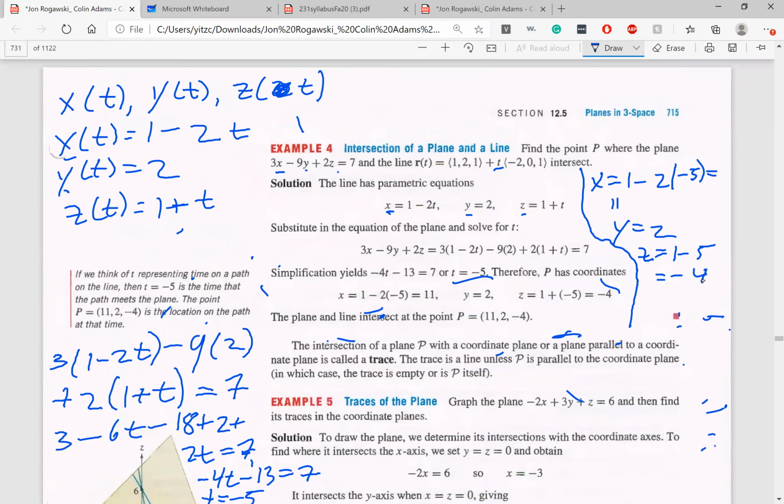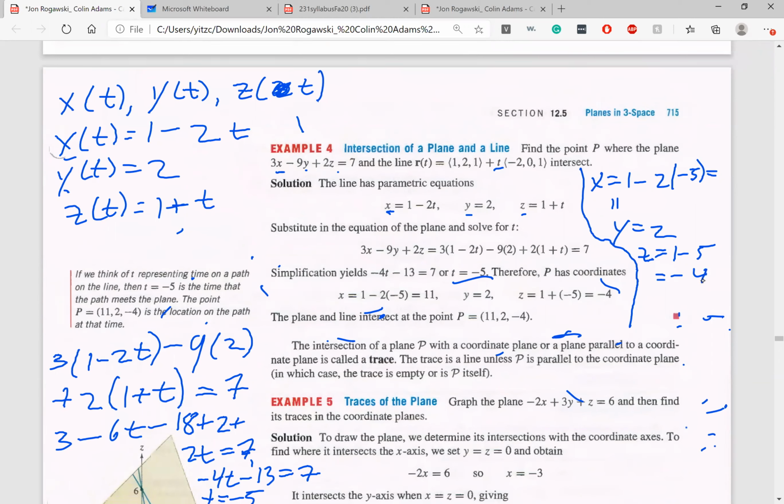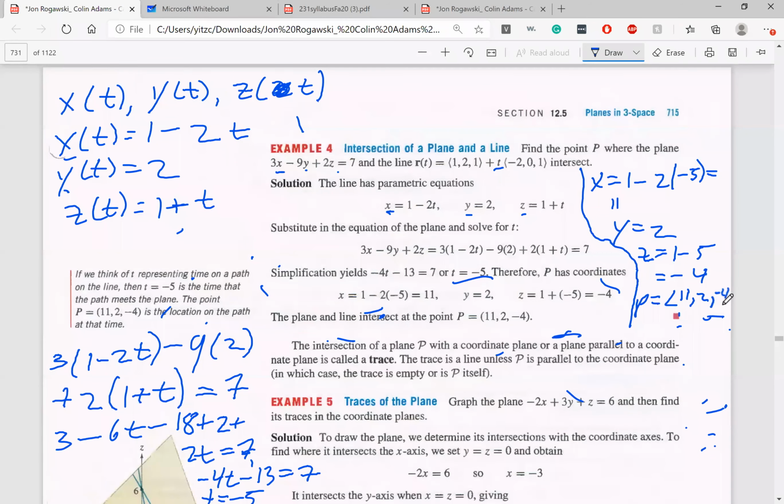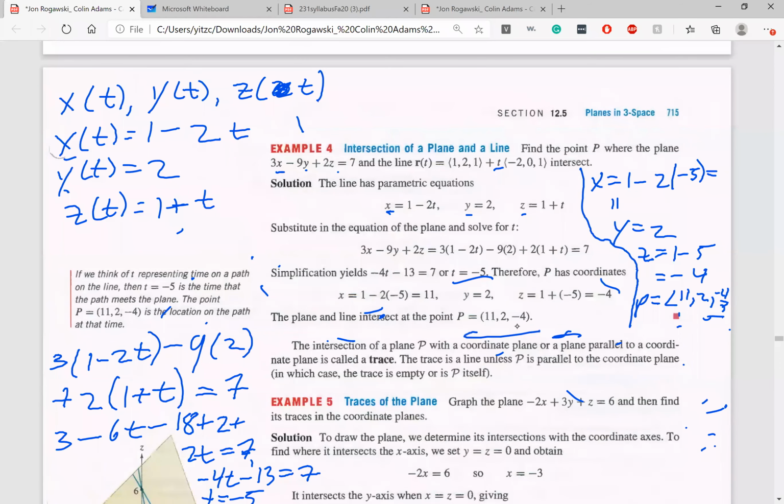So this is the point where your line and your plane intersect. The point where they intersect, the point P, is going to be 11, 2, and -4. So that's going to be the point P: 11, 2, -4. So any questions about this?